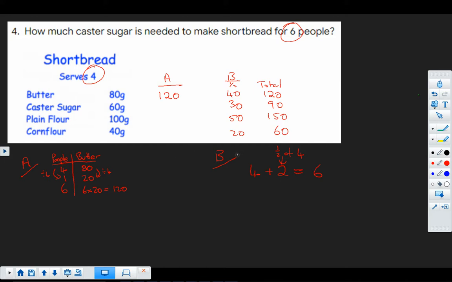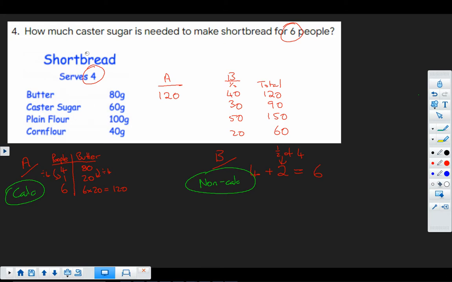And to some extent, this is going to depend on whether a question like this appears in a calculator or a non-calculator paper. If it's in a calculator paper, it's possibly more likely that method A will work. If it appears in a non-calculator paper, then it's likely that some sort of approach using method B will work.